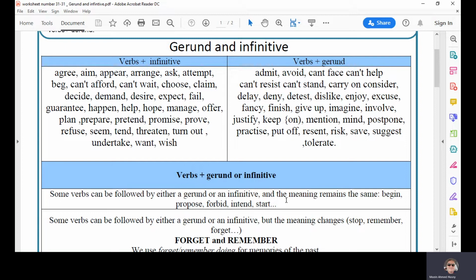I remembered buying the groceries. I remembered to buy the groceries. They do not have the same meaning. I remembered buying the groceries, so I remember that I have bought the groceries. I remembered to buy the groceries, so I remember that I have to buy them. Only these have the difference. We have other verbs. Let's check the examples.